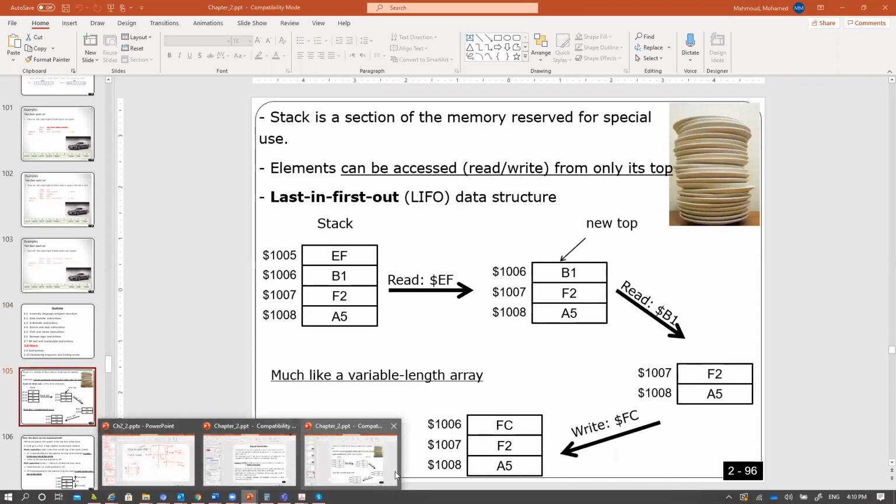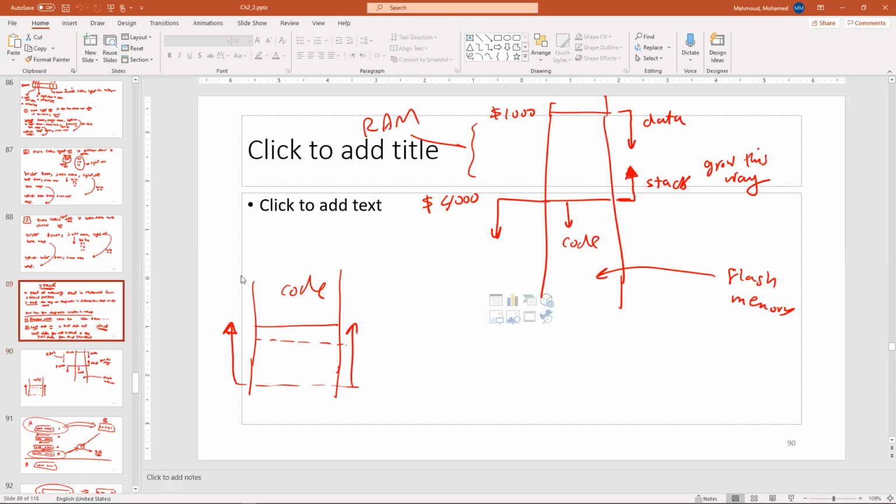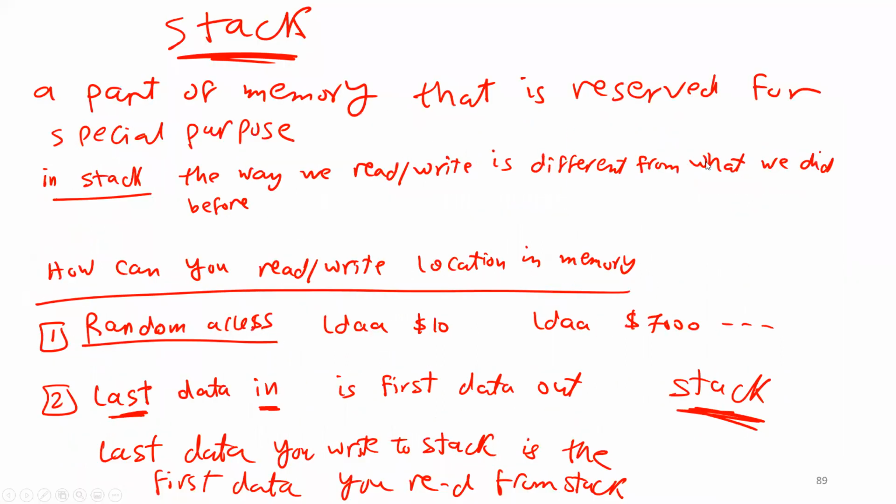Any question before we move forward, guys? Okay. So what is stack? Stack is very important, by the way. All programming languages use stack, right? Your computer, your phone, any program, there should be a stack. Otherwise, it doesn't work. I'm going to tell you what a stack is and how we use it.